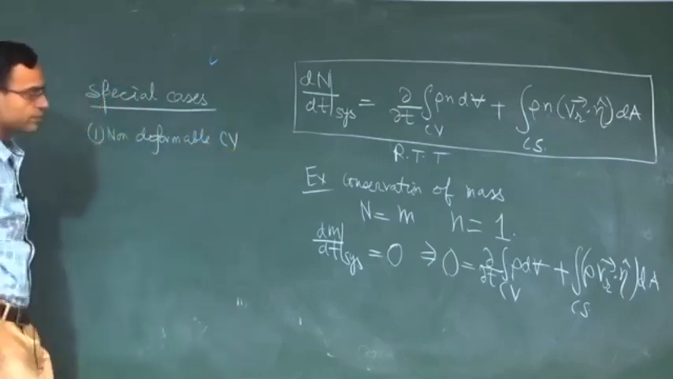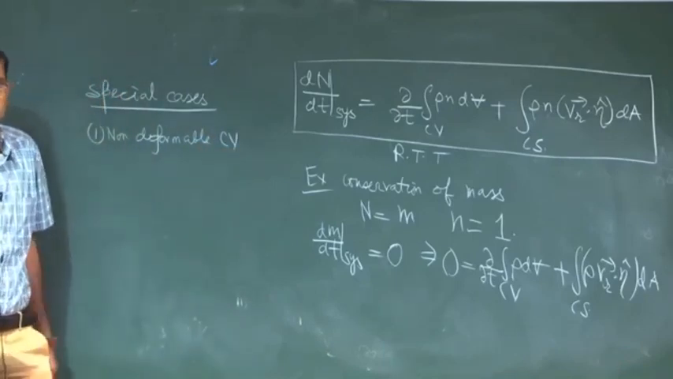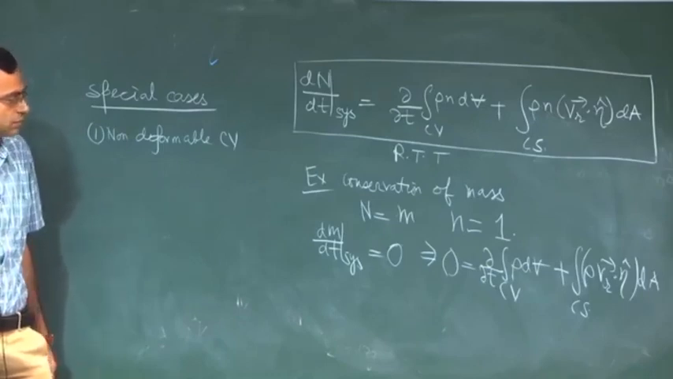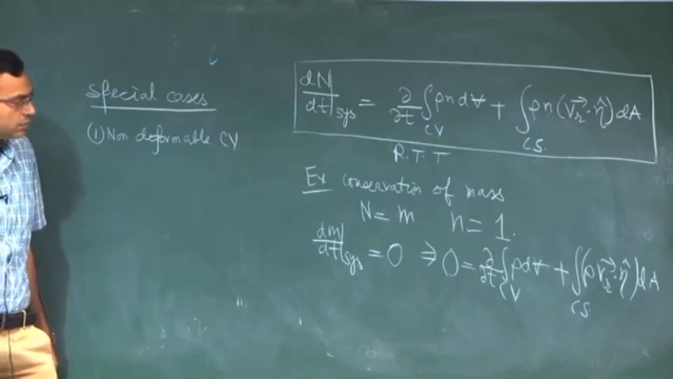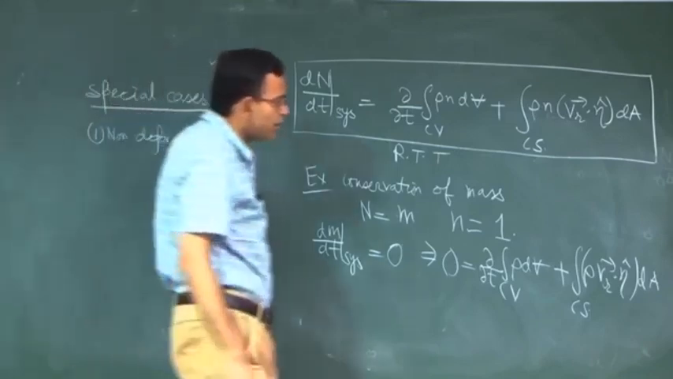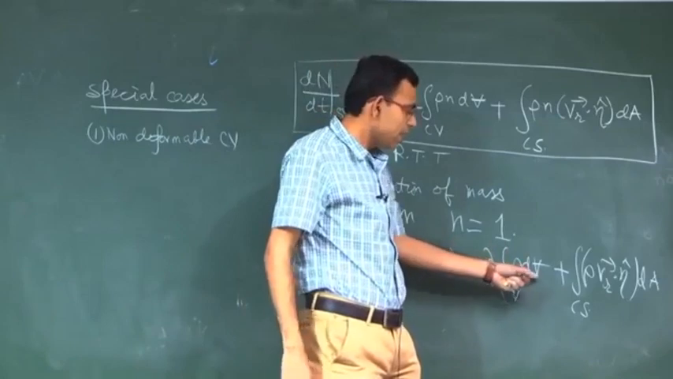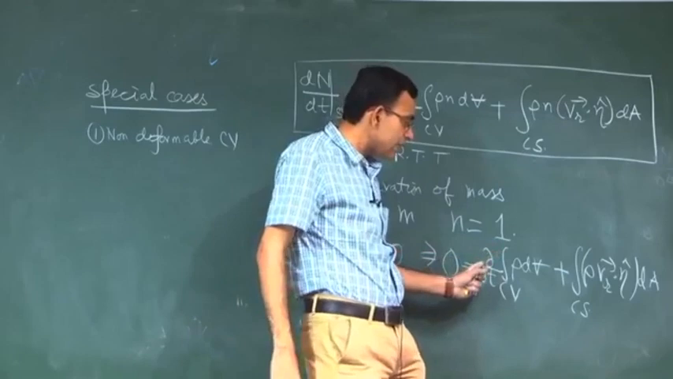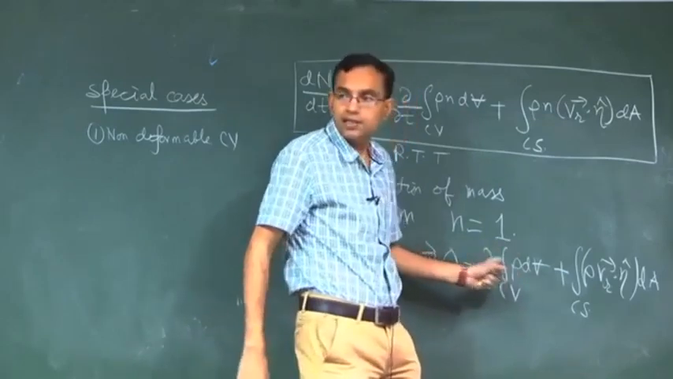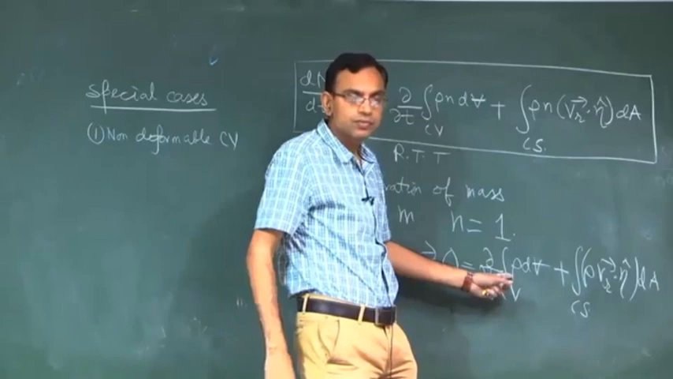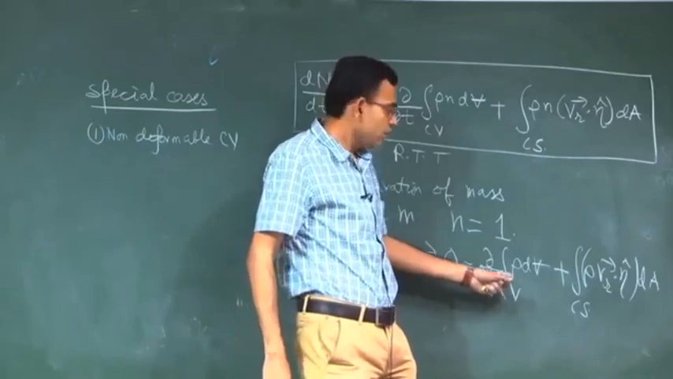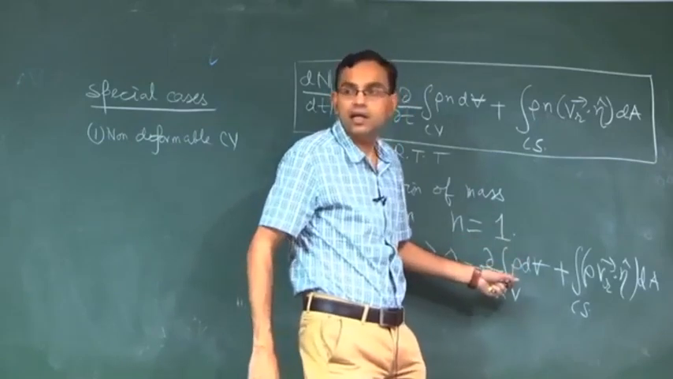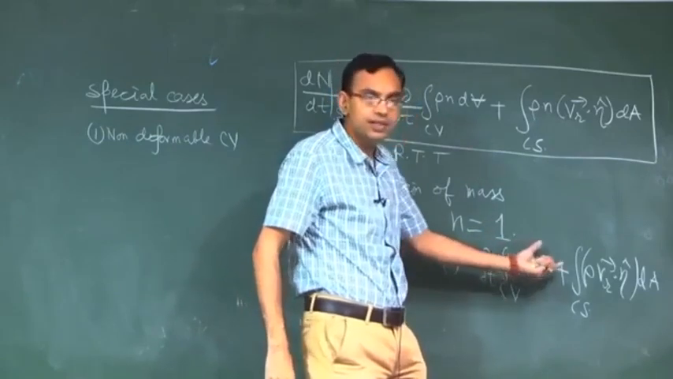Non-deformable control volume. If it is a non-deformable control volume, that is V is not a function of t, in that case we can, by our wish, bring this derivative in and out. Otherwise, we have to use the Leibniz rule for differentiation under the integral sign and make a correction to this.